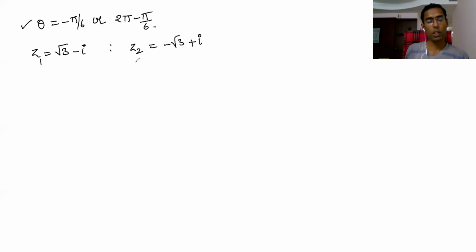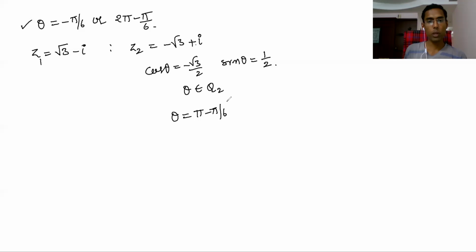Here, if you want the argument, then cos theta equals minus root 3 by 2, and sin theta equals 1 by 2. Now theta satisfying this: cos is negative, sin is positive. That means theta belongs to which quadrant? Cos negative, sin positive, second quadrant. So theta equals pi minus pi by 6.